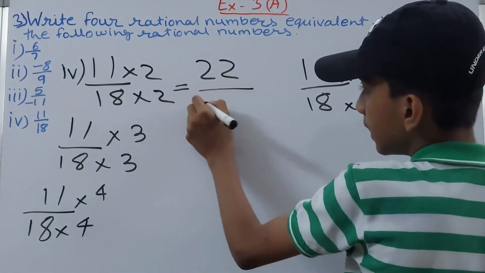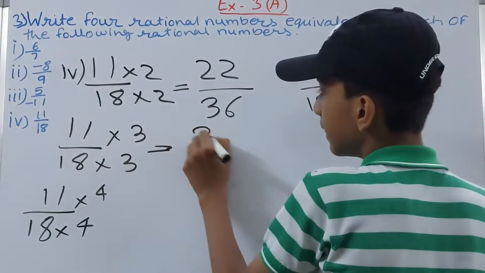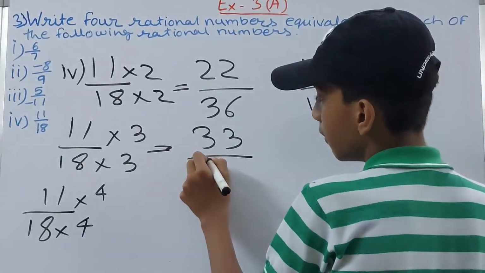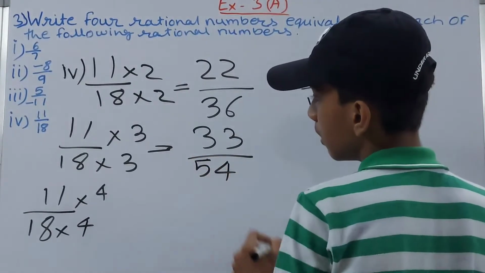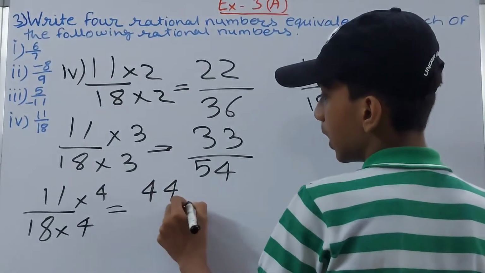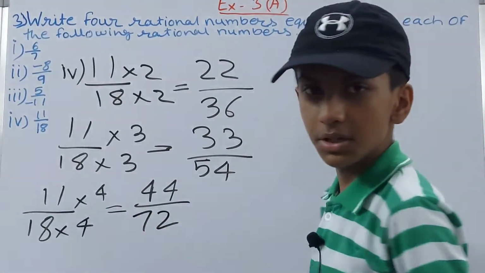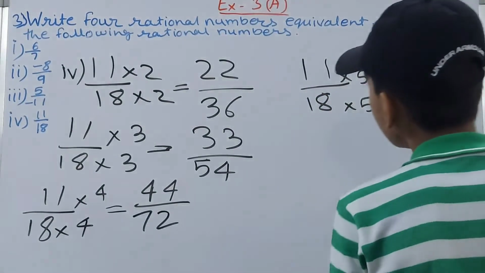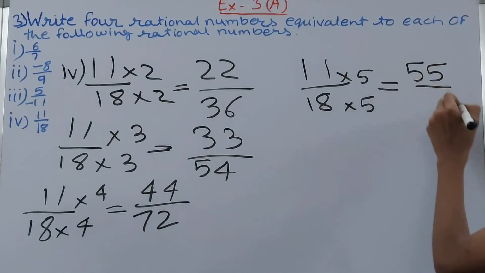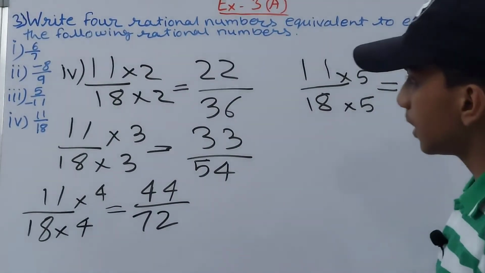So this we will solve, and we'll get 22 upon 36. And this one we'll get 33 upon 18 into 3, that's 54. Here what will we get? 44 upon 18 fours are 72. And then the last one, we'll get 11 into 5, 55, and 18 into 5 is 90. All right, this becomes our answer.